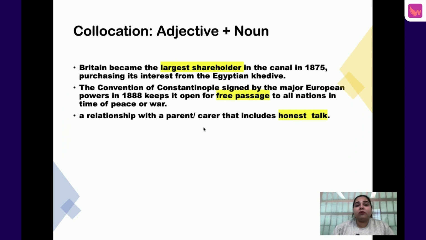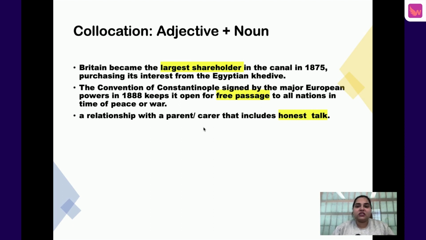Basically, when PTE is formulating your test, they are going to put such collocations in your blanks, where they might give you an adjective and a blank for a noun, or else they might give you a noun and put a blank before the noun, where you should know which part of speech is missing, either adjective or noun. For example, Britain became the largest shareholder, where largest is an adjective and shareholder is a noun. Similarly, the Convention of Constantinople signed by the major European powers. So major is an adjective, European is an adjective and powers is a noun.